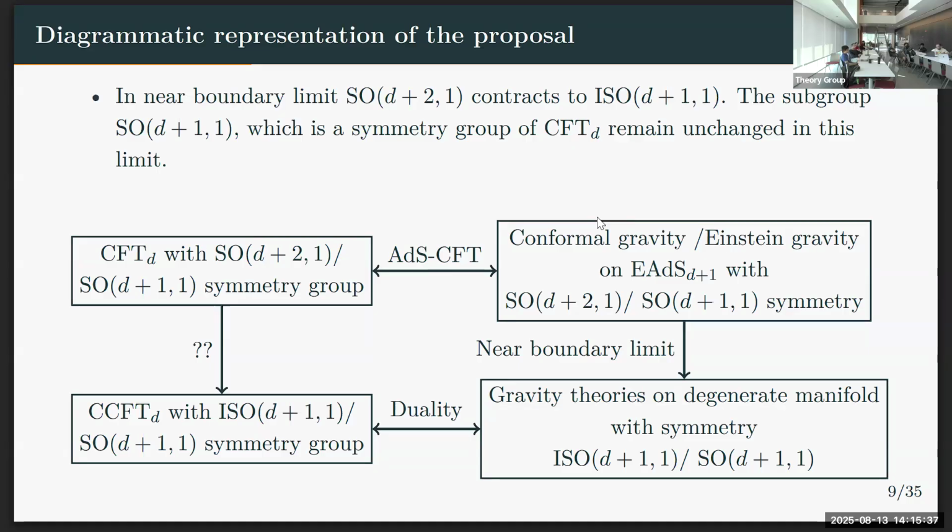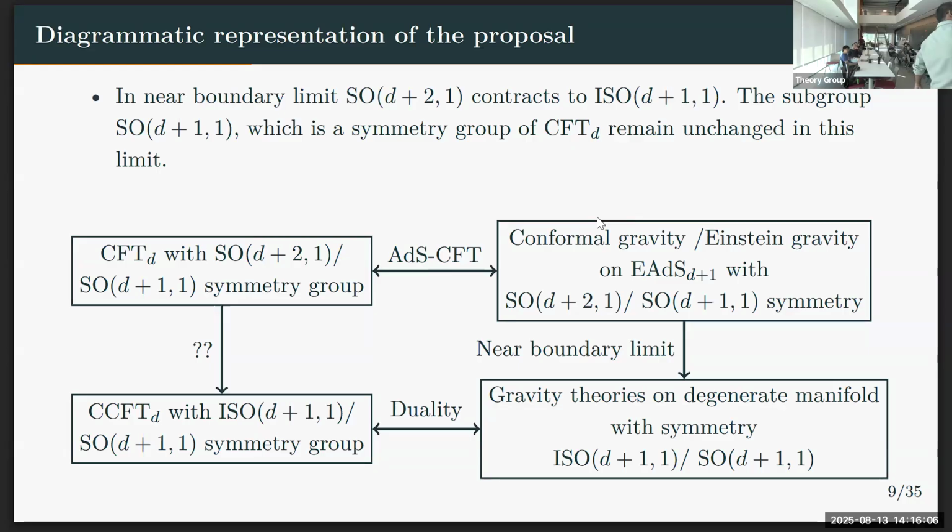So are you saying that the Celestial CFT would be dual to conformal gravity instead of Einstein gravity? No, some gravity theory on a degenerate manifold. So what I meant is that the Celestial CFT will be dual to some sort of gravitational theory. Oh, okay. And you have a Celestial CFT with SO(d+1,1).